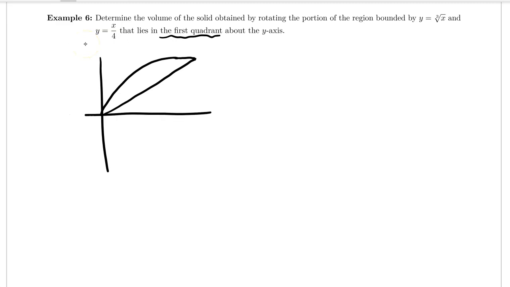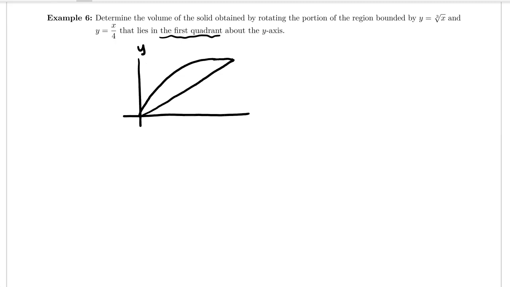And get rid of some of that. All right, and here's our y-axis, here's our x-axis, and it wants us to rotate about the y-axis. So I'm going to put my little spinny rotation indicator there. And the way that I'm going to draw this is I'm going to kind of reflect this over the y-axis.